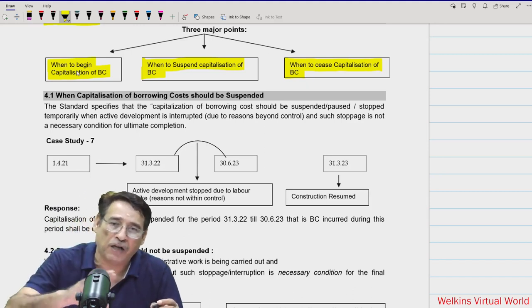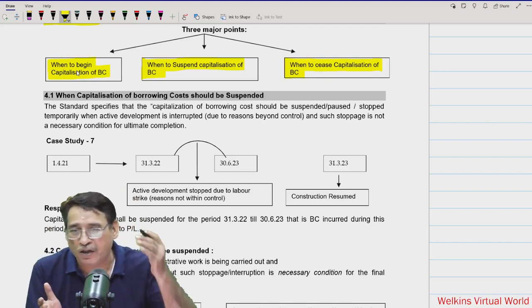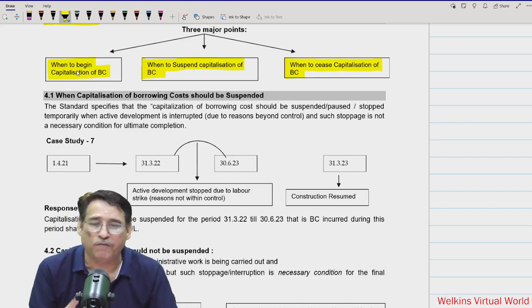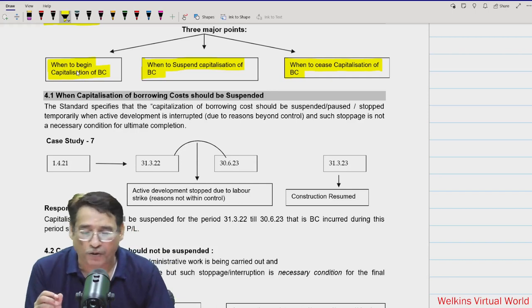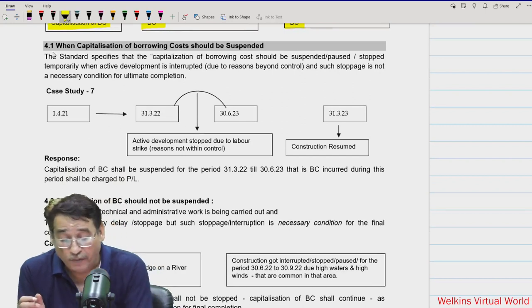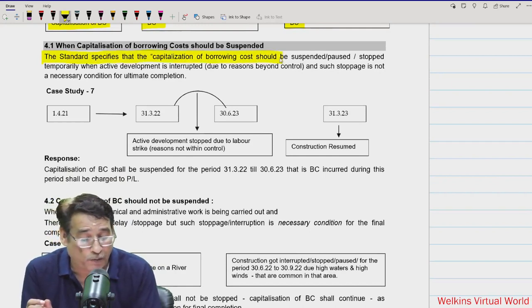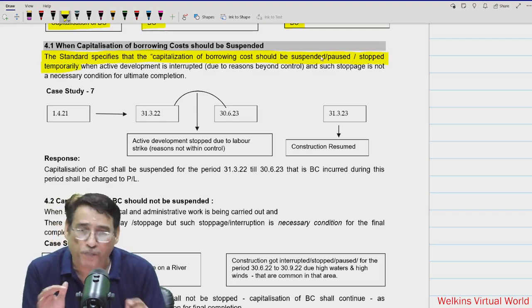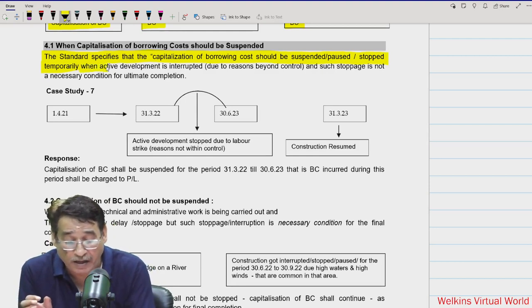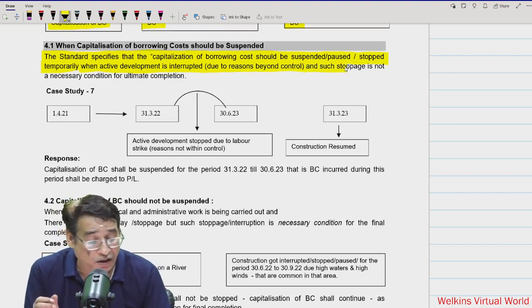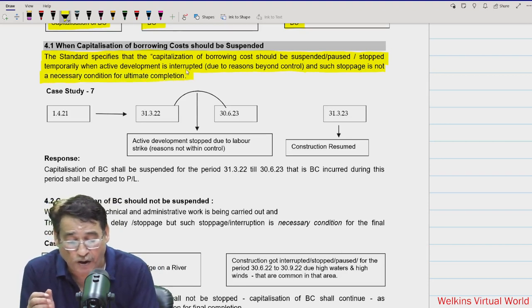Logically, we should start capitalizing the borrowing cost when the construction activities which are necessary are commenced. Correct? Once the construction activity commences, we will start capitalizing the borrowing cost. So the point here is when to suspend the capitalization of borrowing cost, this is very important. The standard specifies that capitalization of borrowing cost should be suspended, paused or stopped temporarily when active development is interrupted due to reasons beyond our control and such stoppage is not a necessary condition for the ultimate completion.